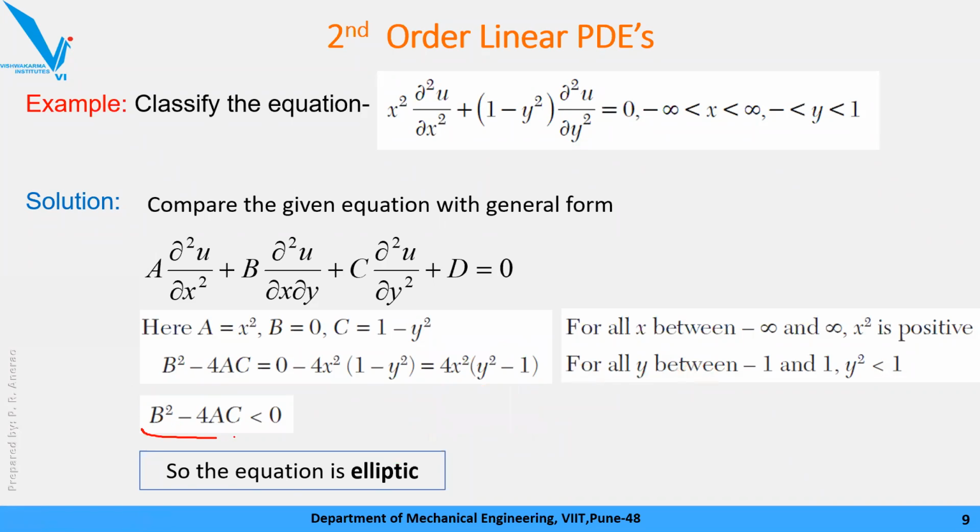For b square minus 4ac, we have concluded that this term is going to be negative. So negative means less than 0, and less than 0 means it's an elliptic equation.